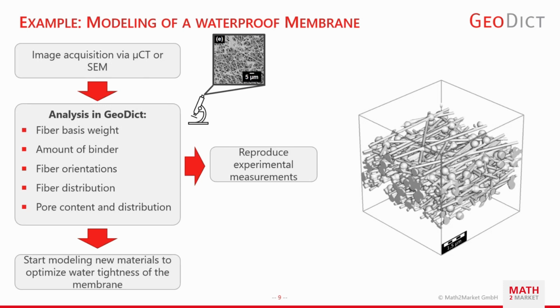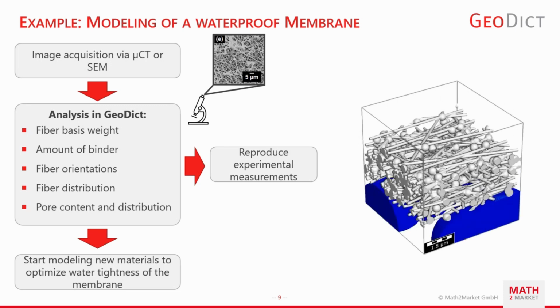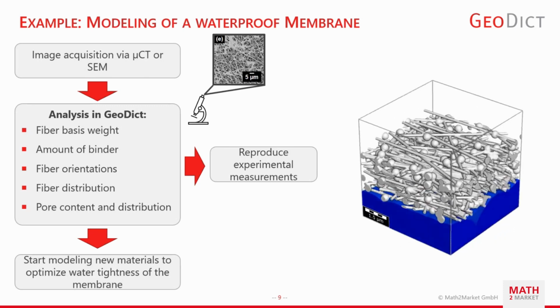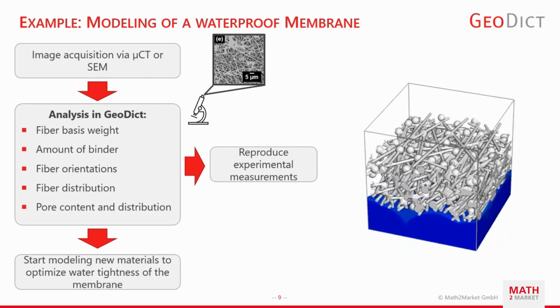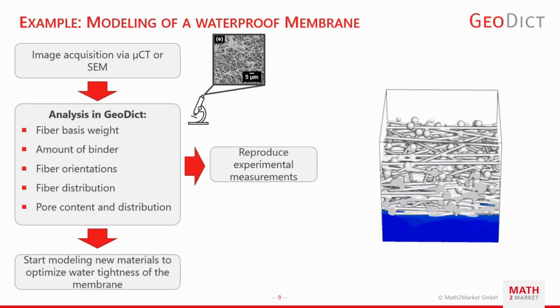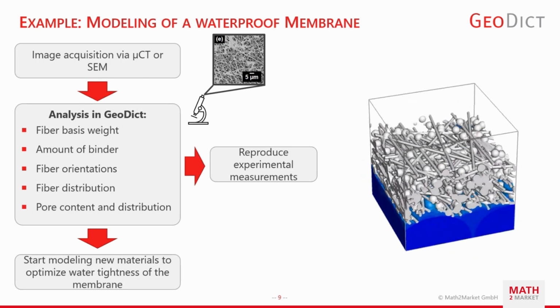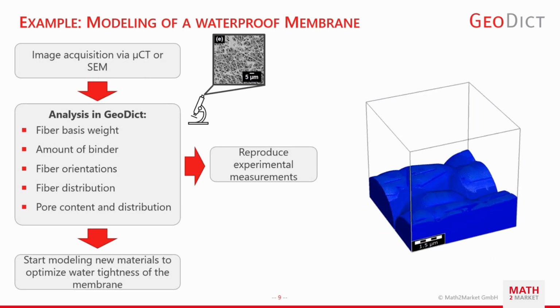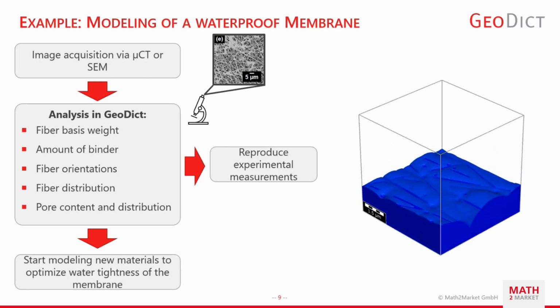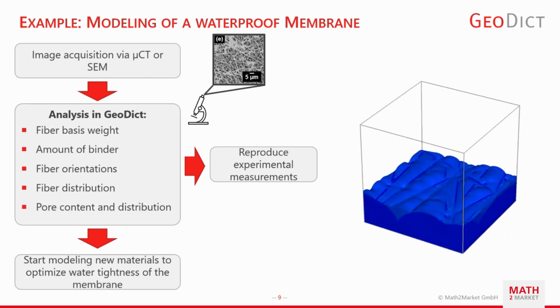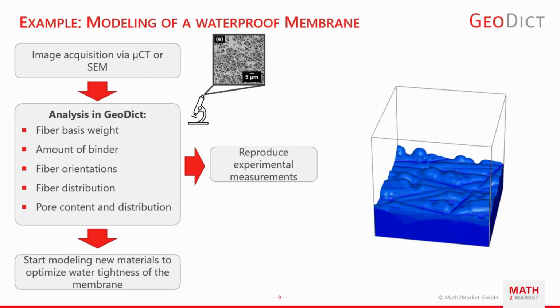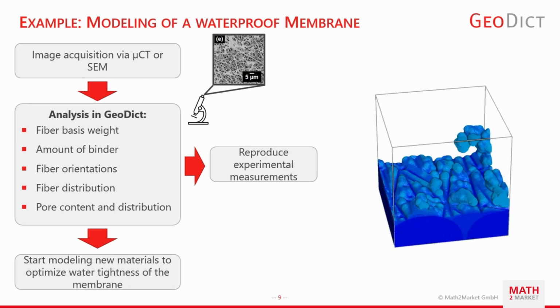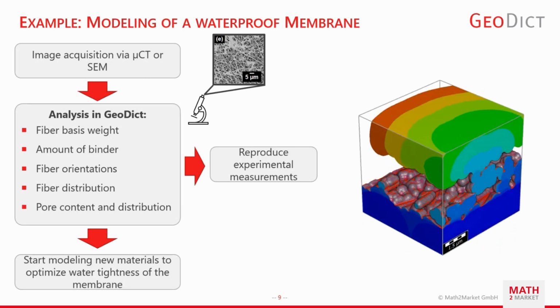And you can, of course, start by reproducing experimental measurements, but you can also have a look at how it will really influence the water tightness in this case for the membrane if we change some of the material parameters. And you can see here the water accumulates at the bottom of the membrane, and at some point there's a breakthrough, and we could calculate that this specific sample had water breakthrough at 4.5 bars, which is quite realistic for such a membrane that you would have in your ski jacket, for example. And you can see here also without the fibers. At some point it's not watertight anymore.